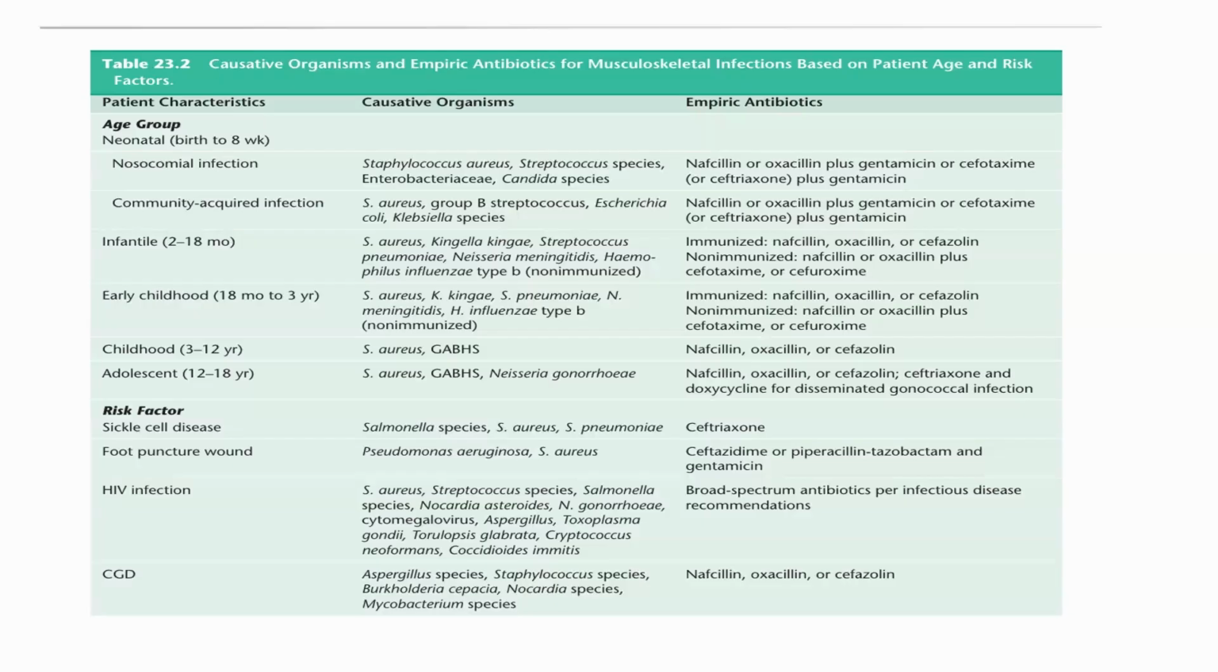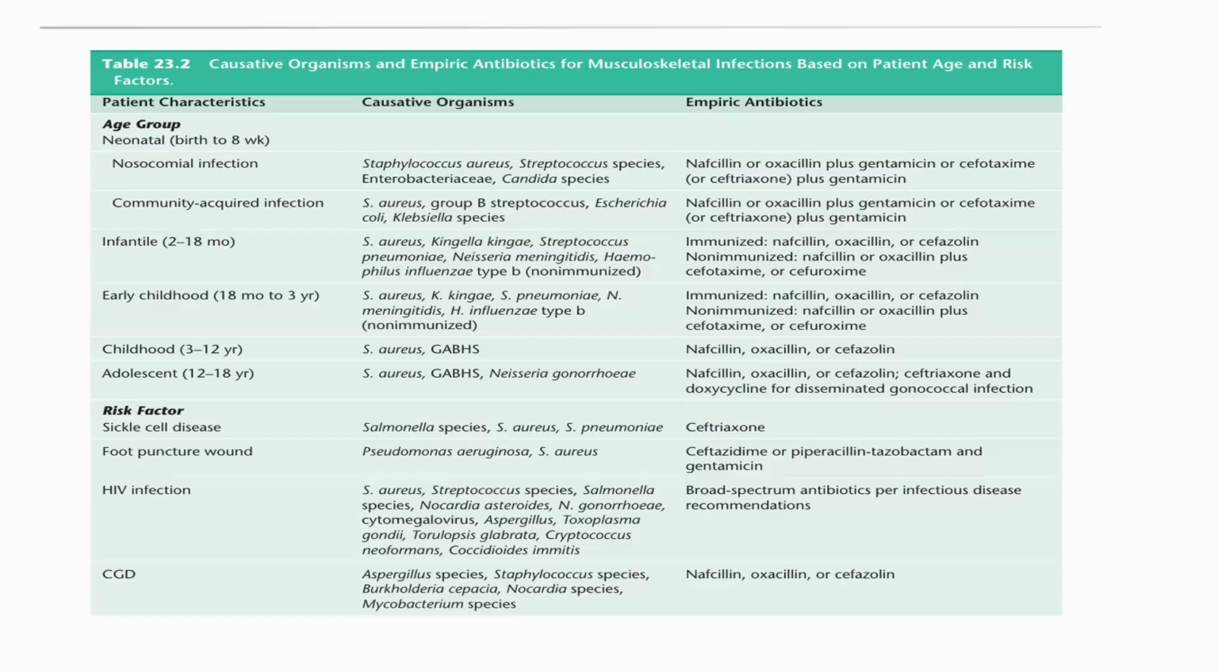In calcaneal osteomyelitis caused by a foot puncture wound, the most common organism is Pseudomonas aeruginosa. In diseases like HIV infection, Staphylococcus aureus and other organisms, that is the opportunistic infections, are caused by Neisseria, Streptococcus, Salmonella, Cytomegalovirus, Aspergillus, Toxoplasma, and Cryptococcus. In chronic granulomatous diseases, Aspergillus species is found most commonly, followed by Staphylococcus, Nocardia, and Mycobacterium species.